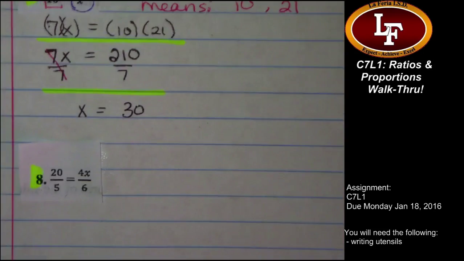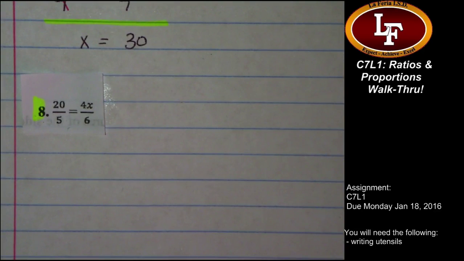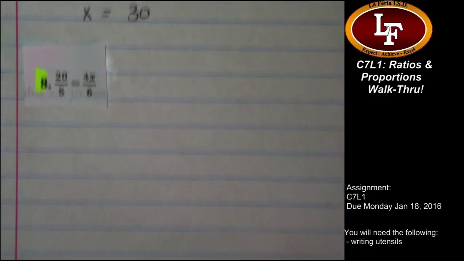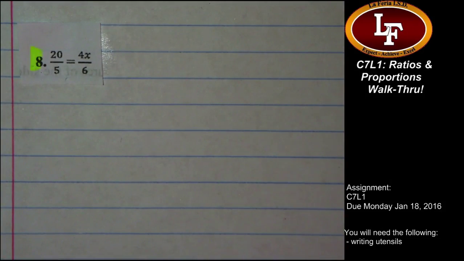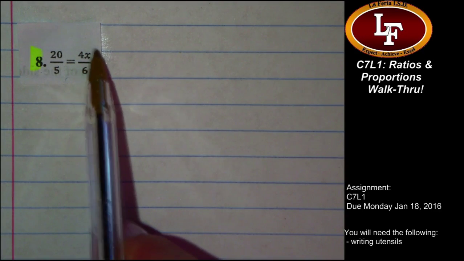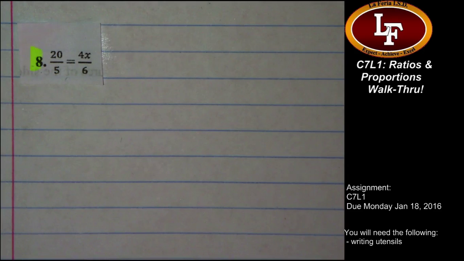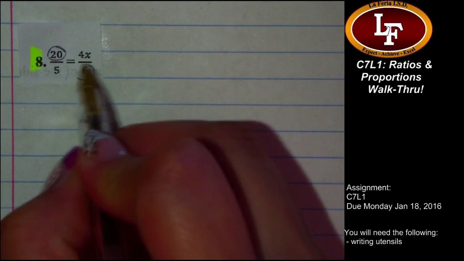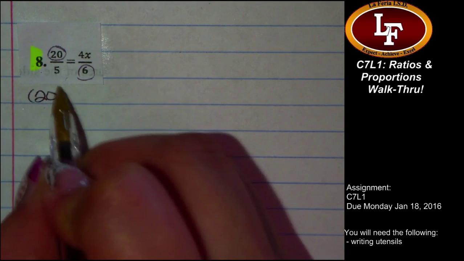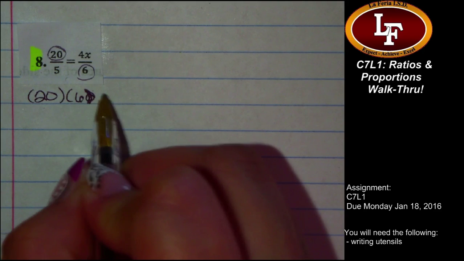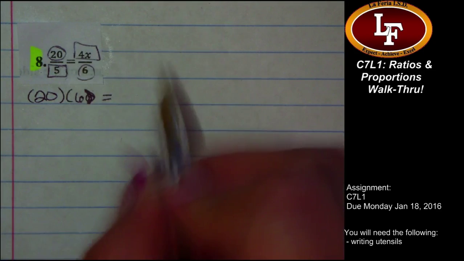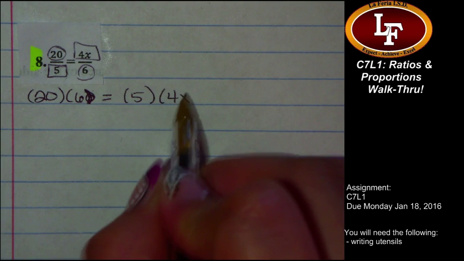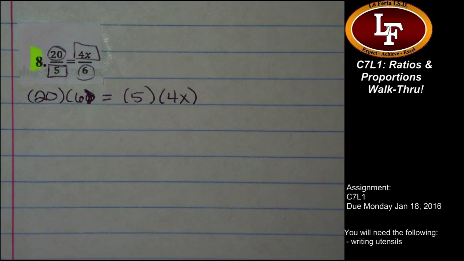Question number 8, which is the next one that I was asked to help you set up, is done the exact same way. Because it's set up the exact same, looking in the exact same format, it is also a proportion. The only difference now is that this x has a coefficient. So again, we're going to identify the extremes and the means. Here are the extremes. So 20 times 6. Here are the means. 5 times 4x. Go ahead and do that multiplication and solve the equation that you're going to get.